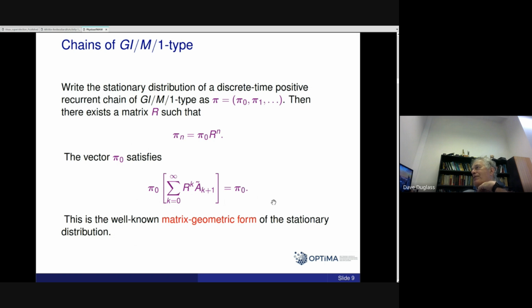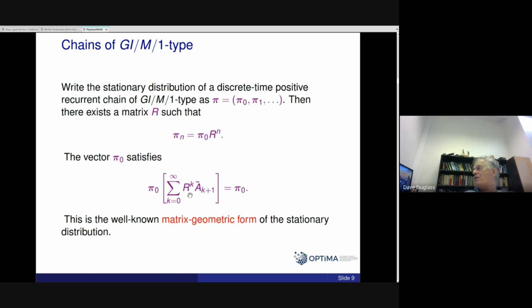So the famous result that Marcel showed was that if you've got a chain of GI1 type and it is positive recurrent, there exists a matrix R such that if we partition the stationary distribution according to levels, so pi naught is a vector of dimension m if we've got m phases, and pi 1 is also a vector of dimension m. So we've got countably infinitely many states, but we partition it into little vectors of size m that are given by each of the levels. Then pi n is the vector pi naught multiplied by R to the power n. So that's what's referred to as the matrix geometric form of the stationary distribution for a GI1 type Markov chain. You still need to work out what pi naught is.